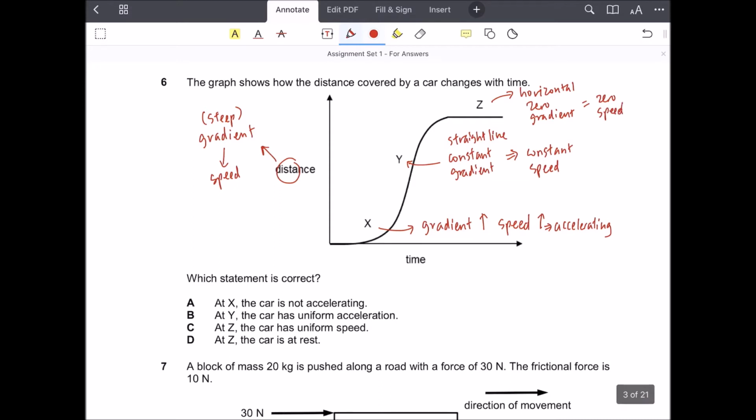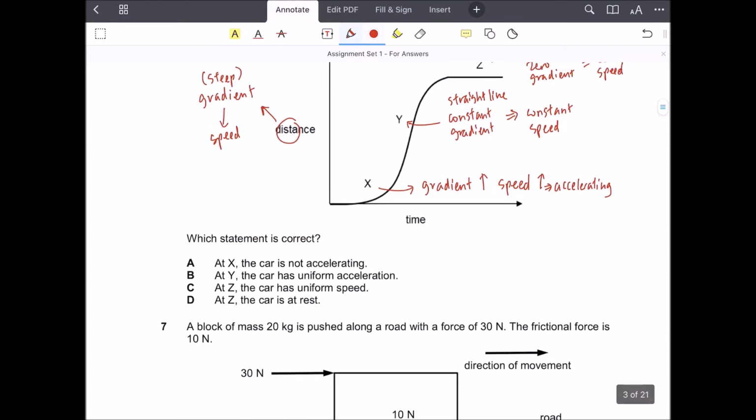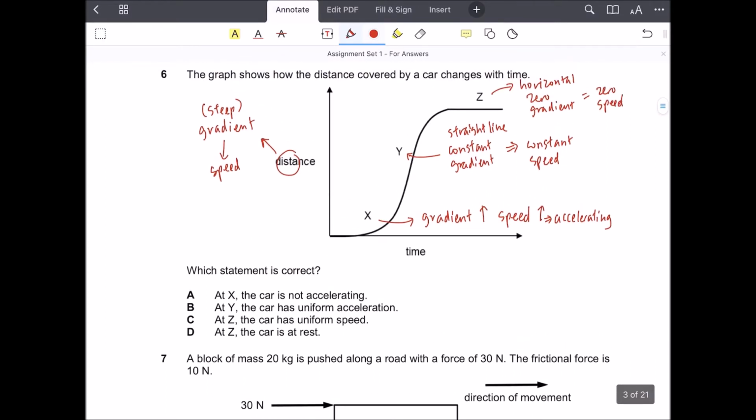So at X, let's look at the options. At X, the car is not accelerating. This is not true if you look at the diagram. At Y, the car has uniform acceleration. This is wrong. It is uniform speed. At Z, the car has uniform speed. This is wrong because the car is at rest.